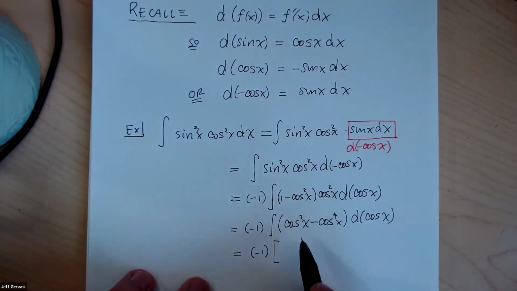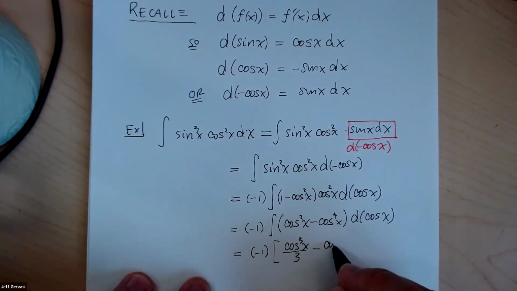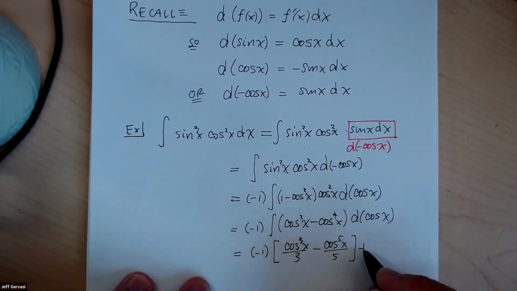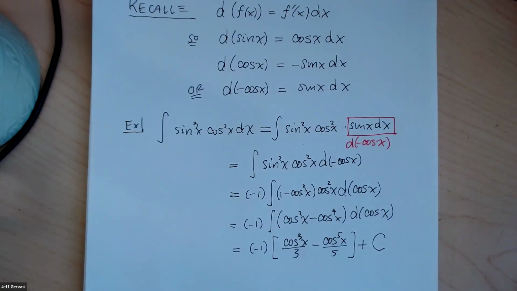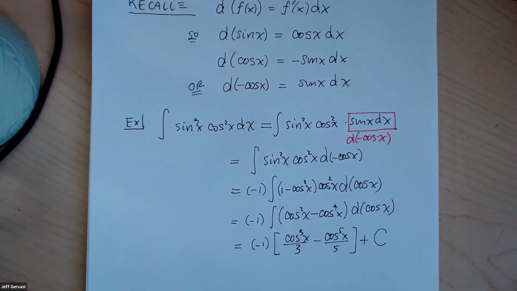Okay. This would be cosine to the third of x over 3, cosine to the fifth x over 5 plus c. Okay, so when integrating products of sines and cosines, look to the powers. If the power of the sine or the cosine is odd, break one of them away and pair it with the dx in the back, and then rewrite the expression. Okay, here's another one.